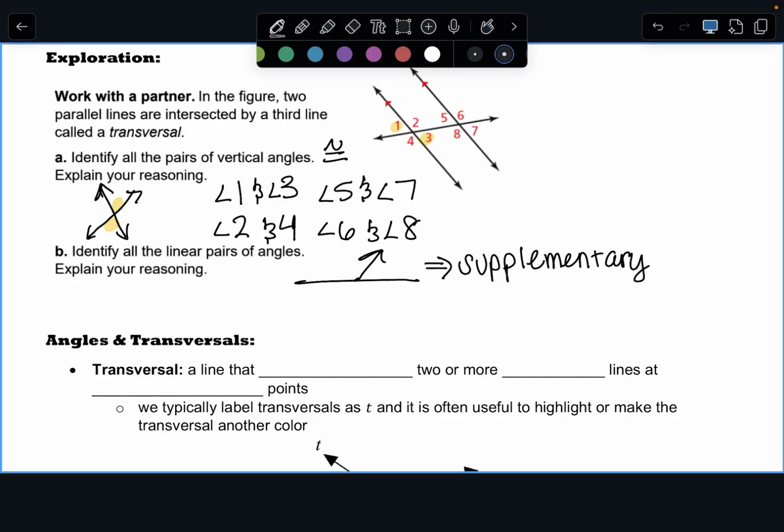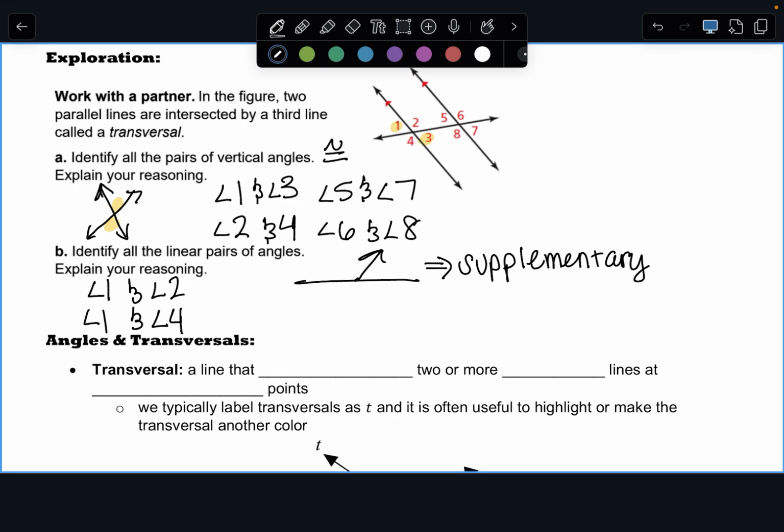So let's look at angle 1. What other angle forms a linear pair with angle 1? What's right next to it and on a straight line? 2, if I cover it up like this. What's another one? What if I cover it up like this? 4. So angle 2 and angle 4 are both the linear pair for angle 1. So that kind of handles these 3.